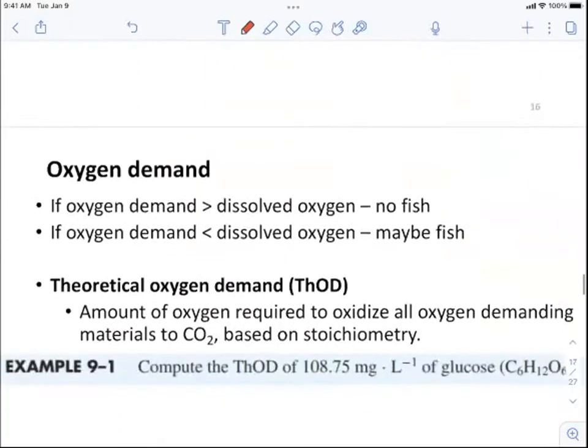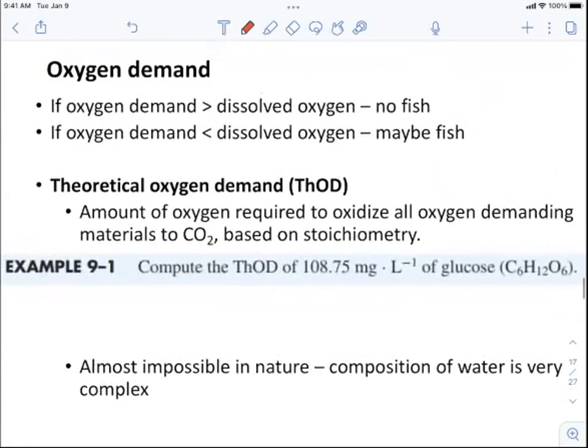Okay, so let's come back to this comparison here. If we know that the oxygen demand is very high, higher than 8 milligram per liter, so basically higher than the maximum dissolved oxygen, then there's no fish, right? If the oxygen demand is lower than the maximum dissolved oxygen, then there may be fish, right? This is not a certain thing, but we want to make sure that the oxygen demand is low for the wastewater.